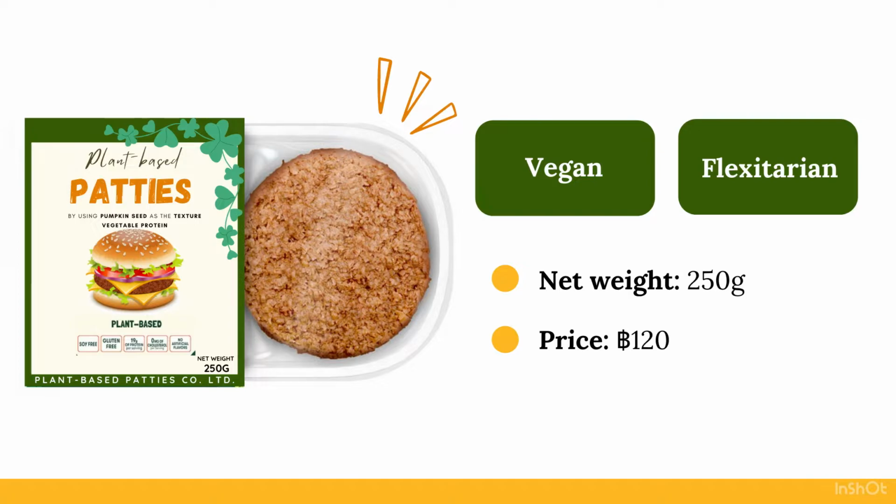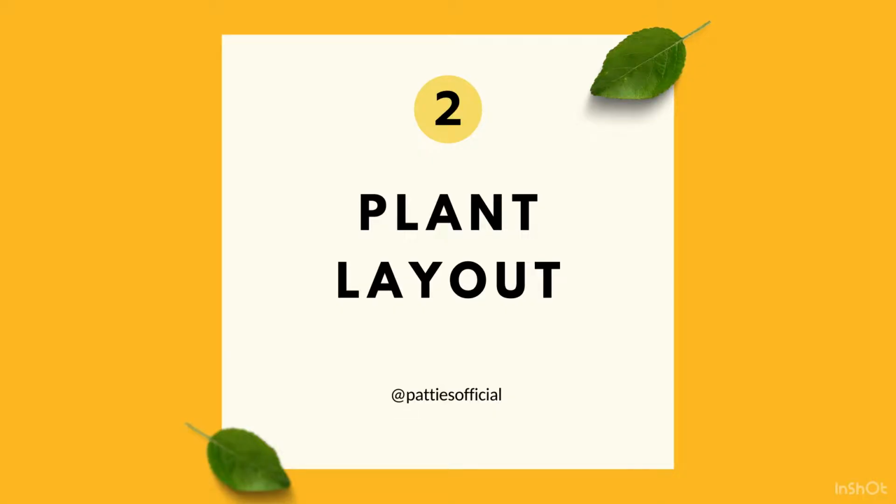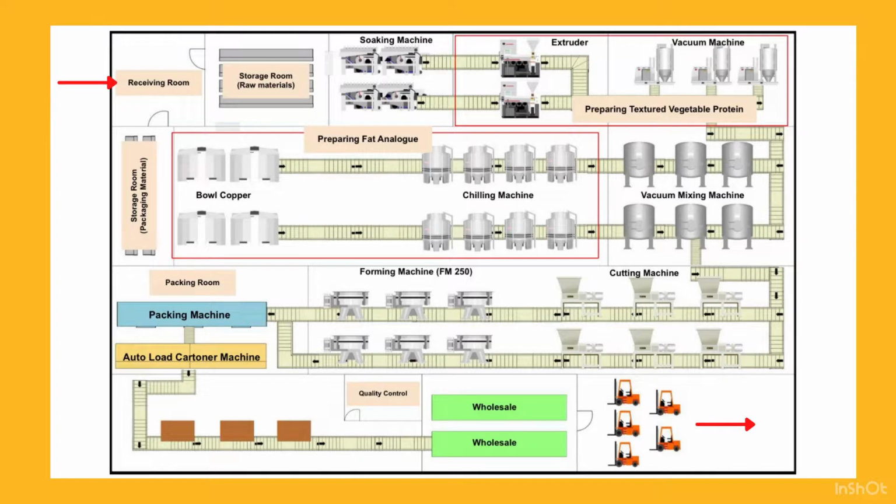Next, I'm gonna move to the plant layout. In the part of plant layout, this will show you the overall plant layout related to the processing flow, which includes 8 total rooms. Start with the receiving room and 2 storage rooms. One storage room is for raw material and another one is for packaging material. The other 5 main rooms are the processing room, packaging room, quality control, wholesale room, and the last one is the distribution part.